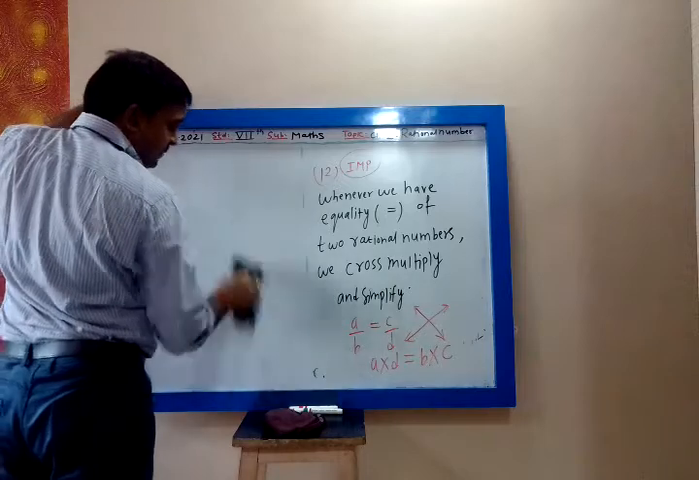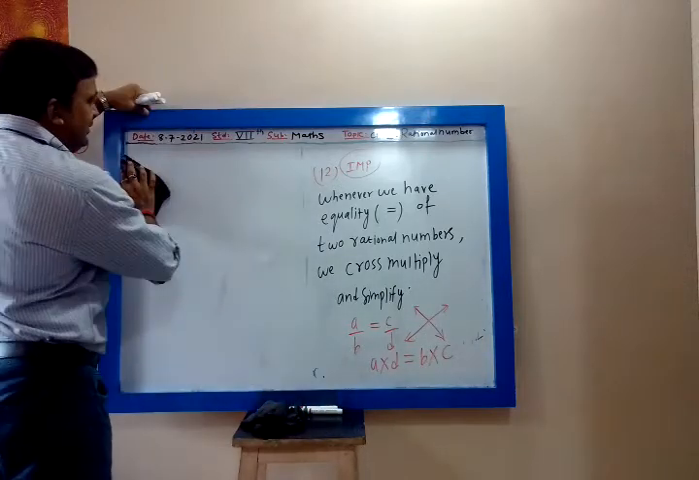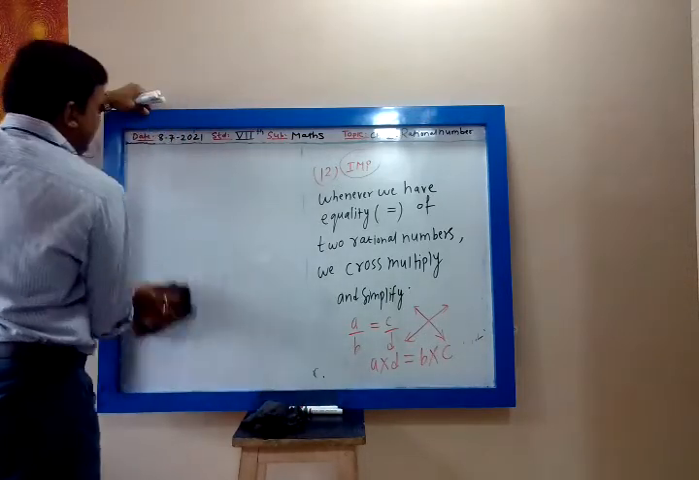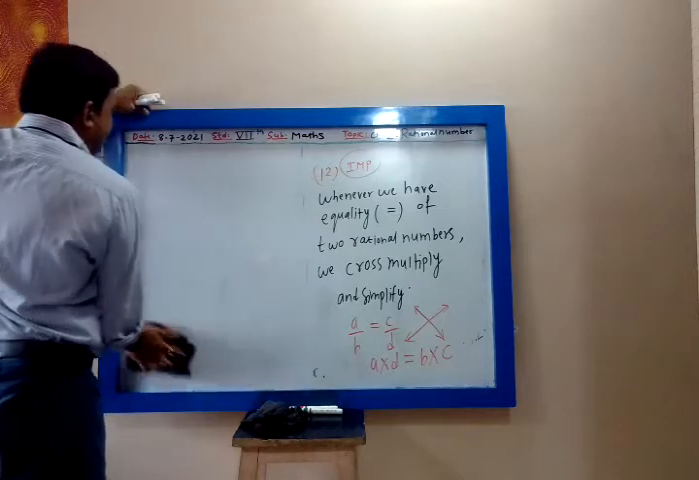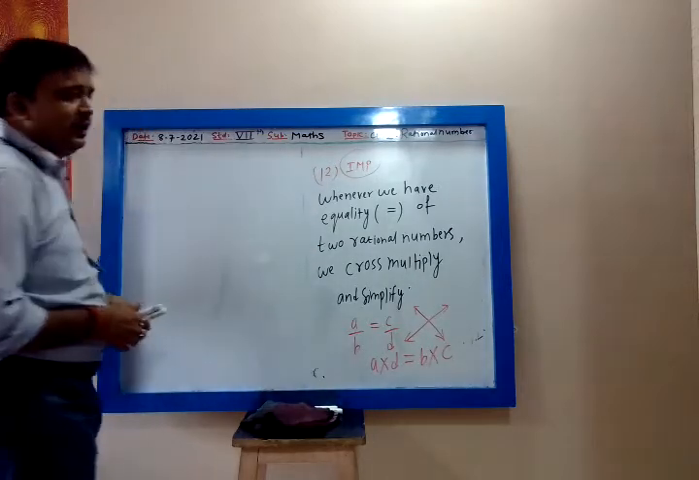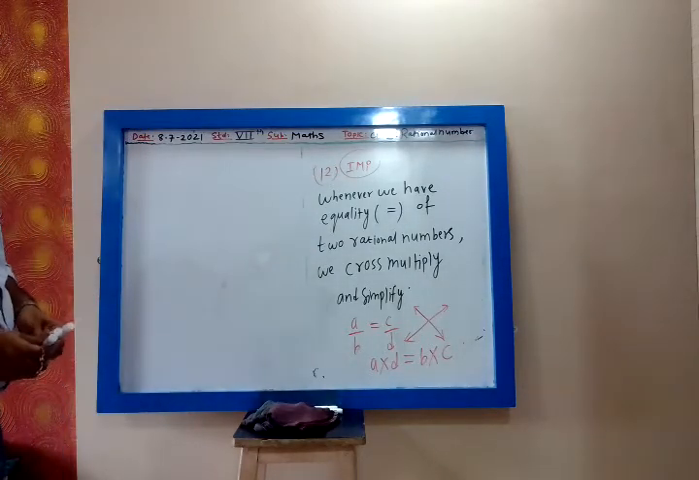Remember this, because this type of calculation you will see in next year also, 8th standard, 9th standard, 10th standard, 11th standard, 12th standard, everywhere. Equality of two rational numbers, cross multiply and simplify.